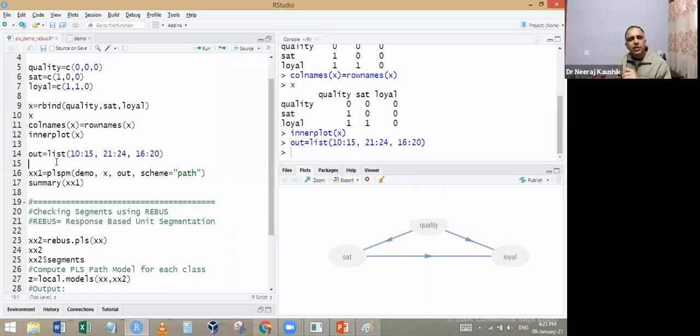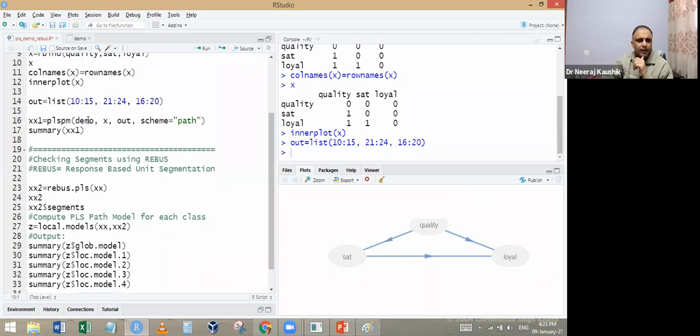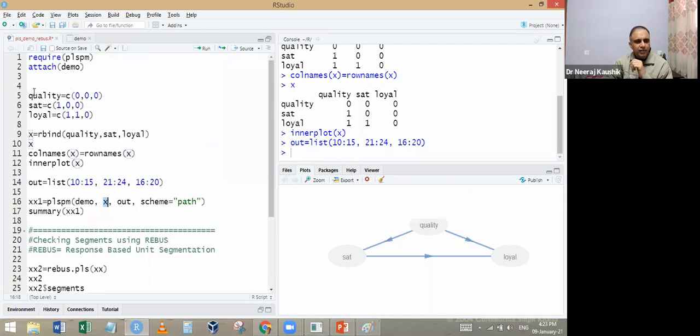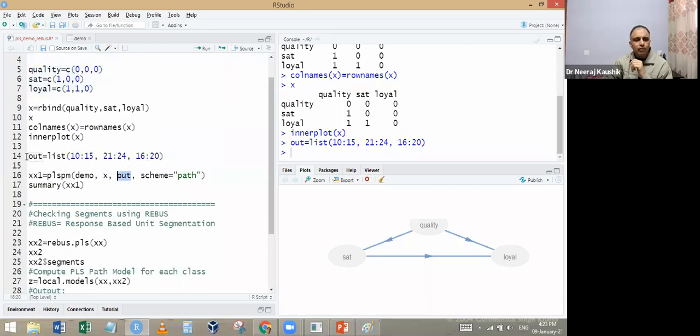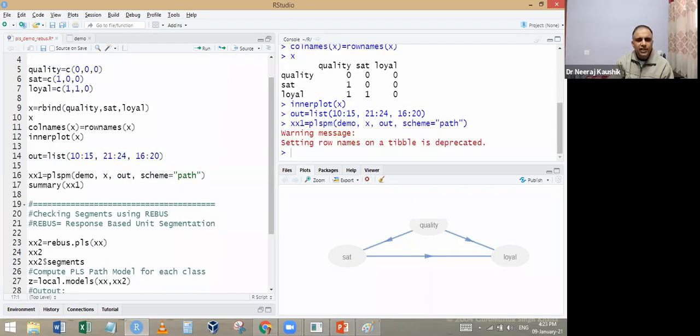That's okay. Now there is one more thing here. Just like SmartPLS, this also helps you with reflective as well as formative constructs. You can handle both sorts of constructs. By default, every construct is considered reflective. If you want otherwise, there is a keyword called mode. I'm taking it as all reflective as of now. So demo is my attached file, X is my diagram, out means the positions, and scheme means path. I can use factor, weighted, so many things. So let's run it. It's XX1 and summary.